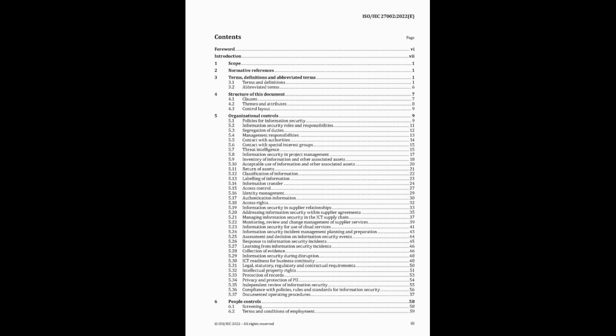Okay, first up, 5.1, Policies for Information Security. Seems like a logical place to begin. It really is. This one gets right to the heart of it. You need defined policies. Defined, approved, published, communicated. The whole package. Exactly. And not just one big overarching policy either. The standard talks about topic-specific policies too.